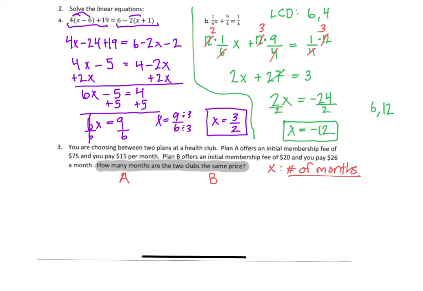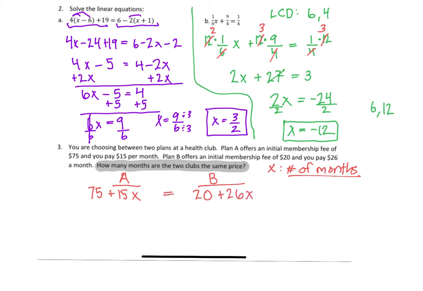Okay. Now, Plan A tells us we're going to pay an initial fee of $75. But then we're going to pay $15 per month. That's our changing number. Well, we know that the number of months is x. So it's going to be $15 times however many months you had to pay for. Plan B offers an initial membership fee of $20, but then you have to pay $26 per month.